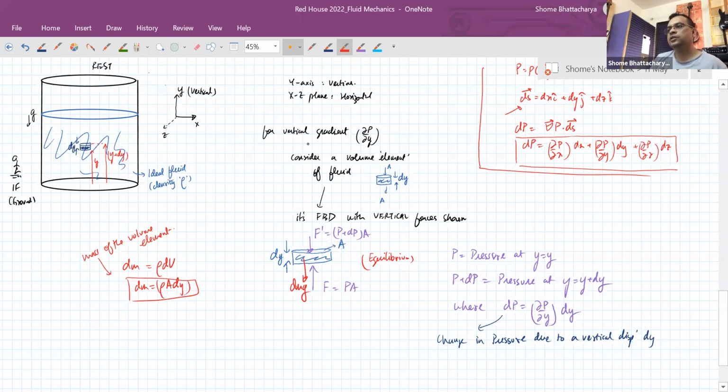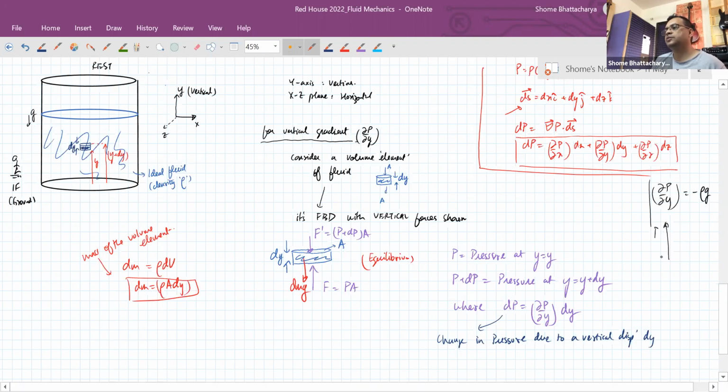So just note down up to here, and if you finish noting down, then solve the FBD yourself and show that ultimately what we will get here is that the vertical pressure gradient is a uniform negative quantity. That means the pressure will vary with vertical height y according to this. The pressure will be decreasing as we go up, and this will have a slope of minus rho g. So this is the result that we'll get from here.